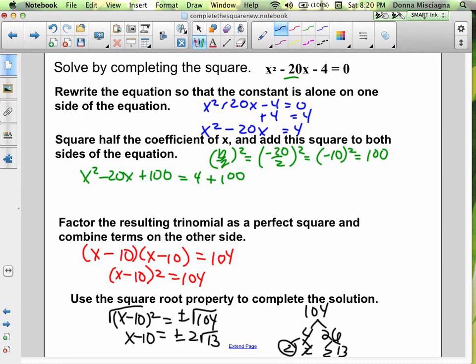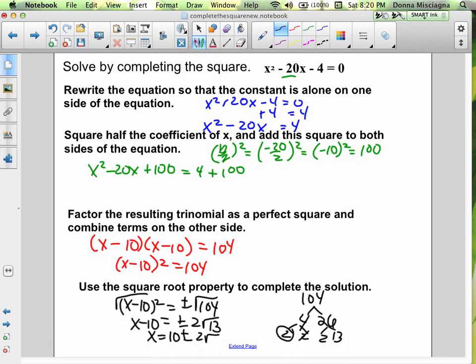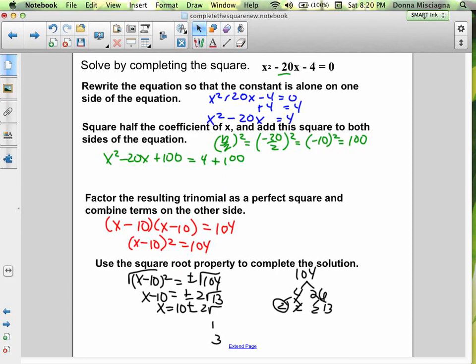13. And now all I have to do is add 10 to both sides. So x equals 10 plus or minus 2 square roots of 13 is our answer. Oops, what happened to our 13? See how easy this is? Easy cheesy lemon squeezy. All right?